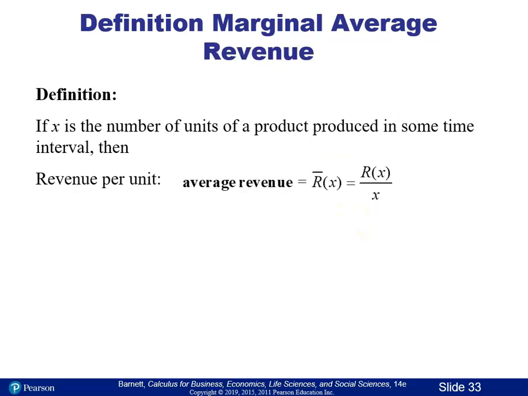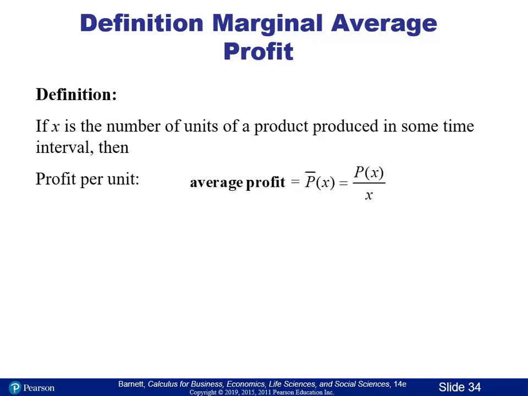Same thing with average revenue. The average revenue is just the revenue divided by x. Marginal average revenue is the derivative of the average revenue. Average profit is just the profit divided by x. And the marginal average profit is the derivative of the average profit.